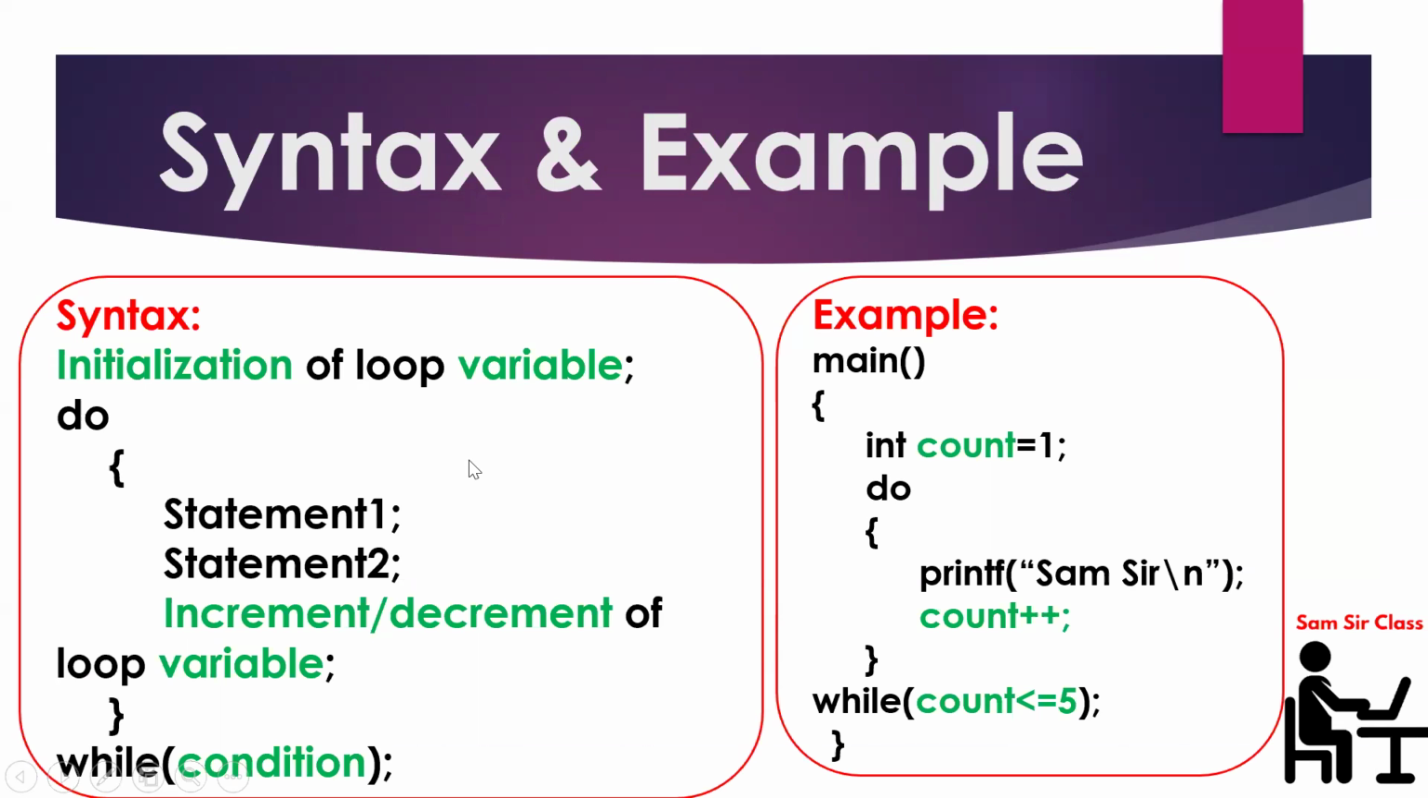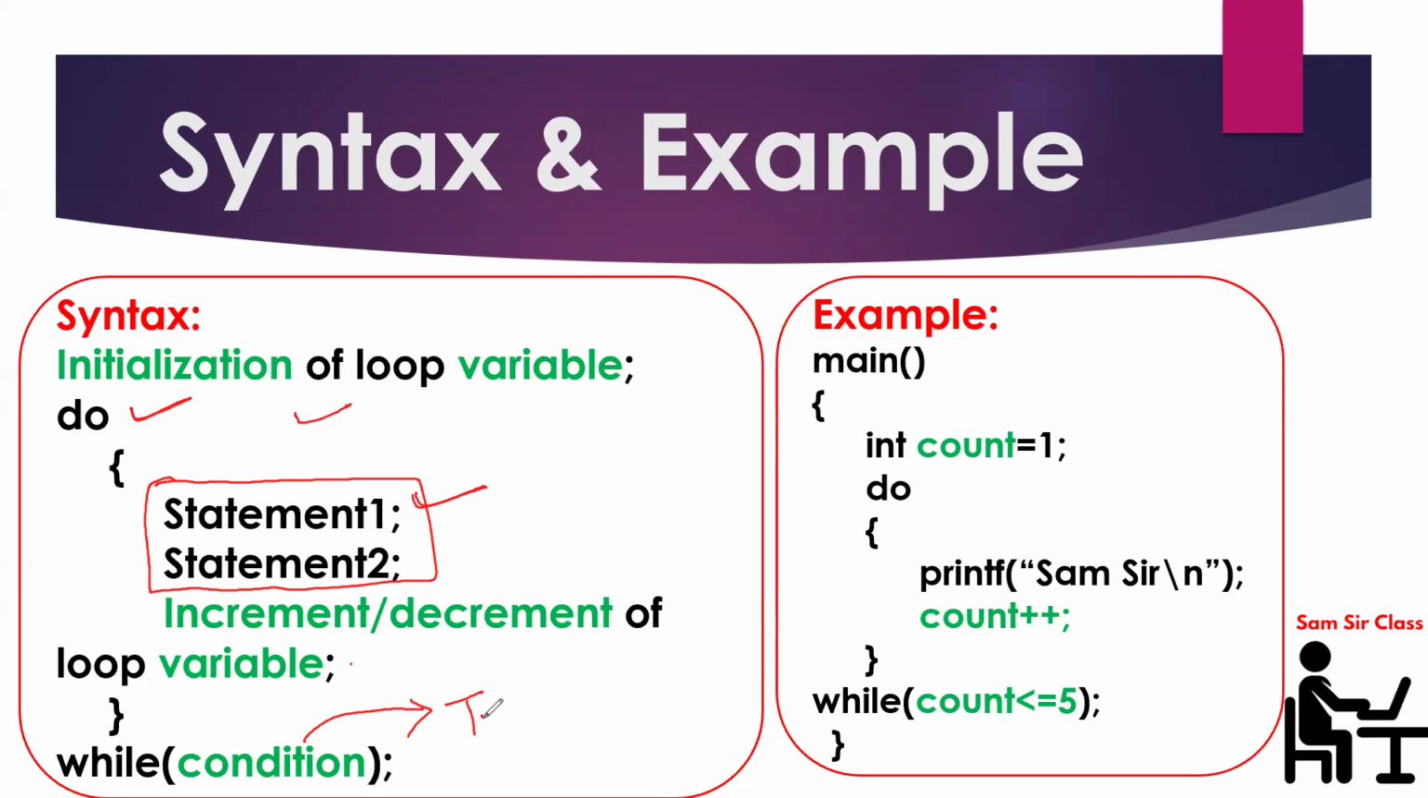Now here there is a basic difference between while and do while syntax. First, you are using the keyword do. So first you are writing do, then you are writing some piece of code to be executed. It will execute without checking any condition. After that, the same increment or decrement of the variable will be executed, and after that the condition will be evaluated.